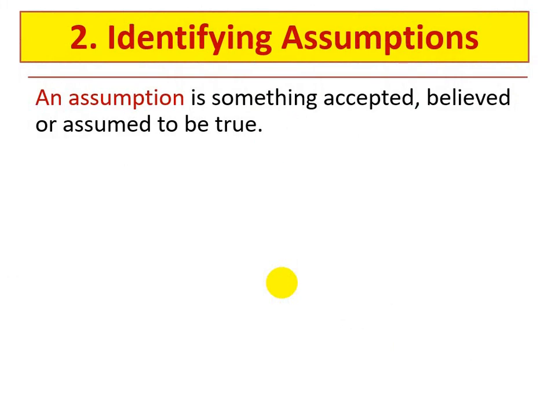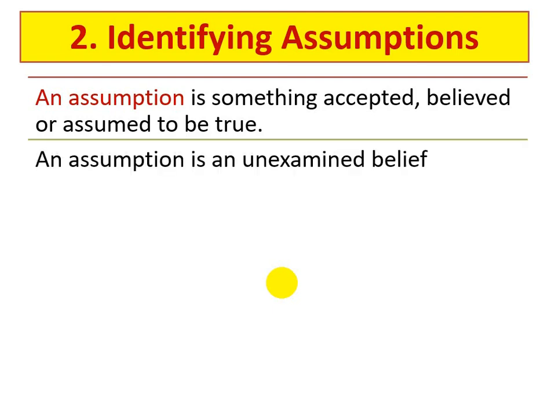It is accepted, believed, or even assumed to be true, but it may be true, it may be false. It is assumed by someone, accepted by someone, or believed by someone to be true, but it may not be true. So this is an assumption. We can even define an assumption as an unexamined belief. When you have a belief and you haven't yet examined it, it is still an assumption.